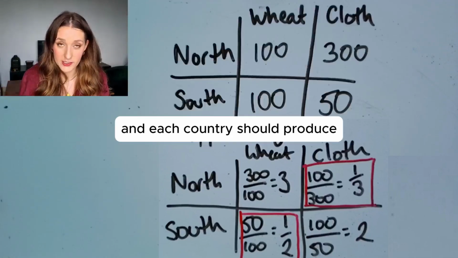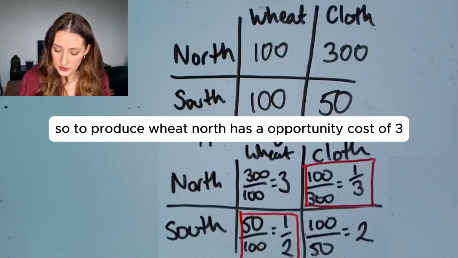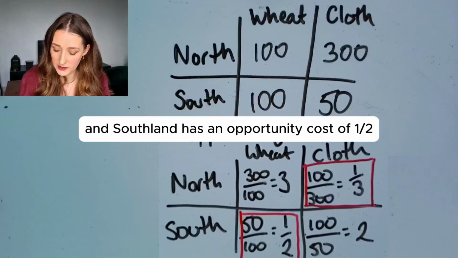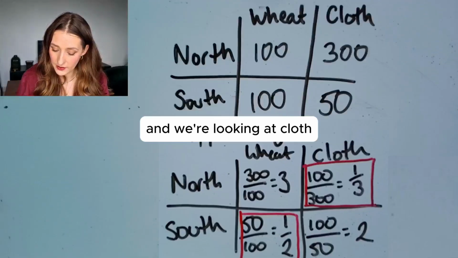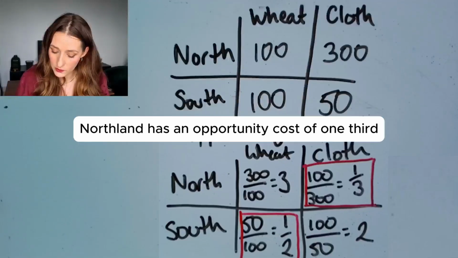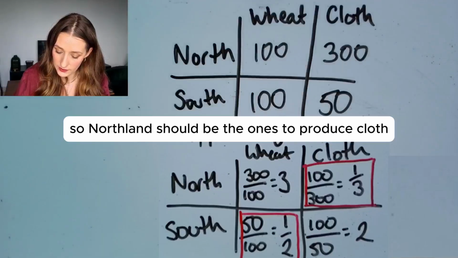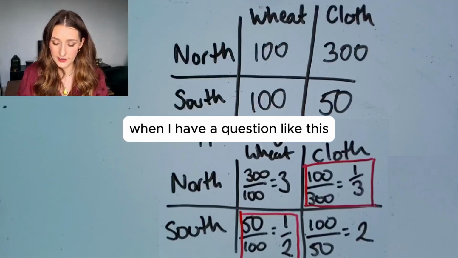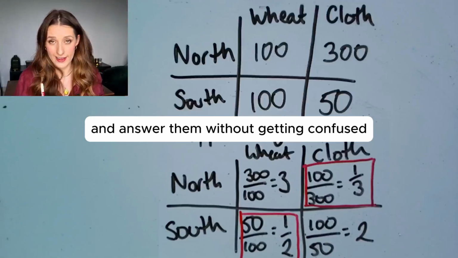Then each country should produce what they had the smallest opportunity cost in. So to produce wheat, North has an opportunity cost of 3 and Southland has an opportunity cost of 1/2. So Southland should produce wheat. And we're looking at cloth. Northland has an opportunity cost of 1/3, whereas Southland has an opportunity cost of 2. So Northland should be the ones to produce cloth. I like to write this all out when I have a question like this, so that I can then get straight back to the question and answer them without getting confused.